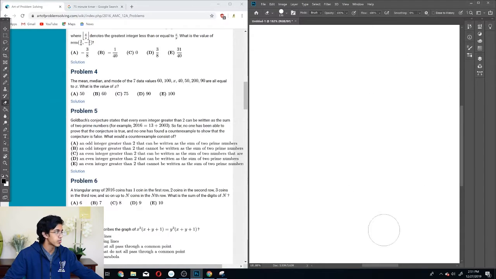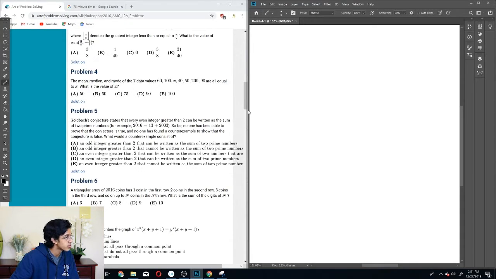Alright, Goldbach's conjecture, I don't like conceptual questions in AMC, that's not what I do AMC for, come on. Goldbach's conjecture states that every even integer greater than 2 can be written as a sum of 2 prime numbers. Okay. So far, no one has been able to prove that the conjecture is true, and no one has found a counterexample to show that the conjecture is false.